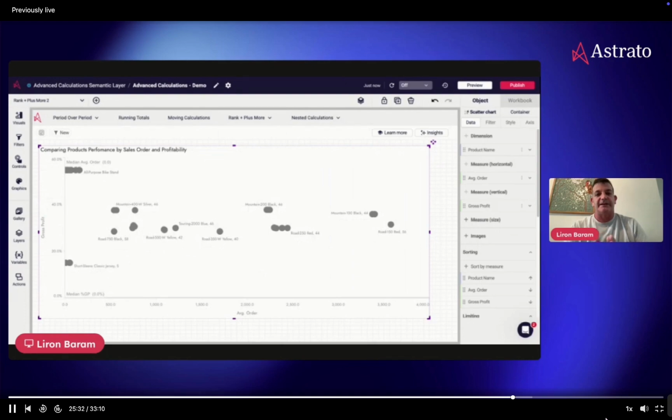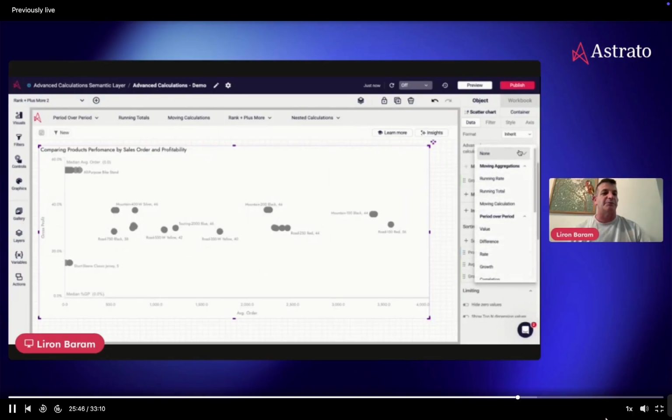The group that is both the average order and the gross profit is above the median value, and then the other areas of the chart. So let's see how we can do it also. When we think of it, what we want to do is to compare each individual product to the performance on all the other products.